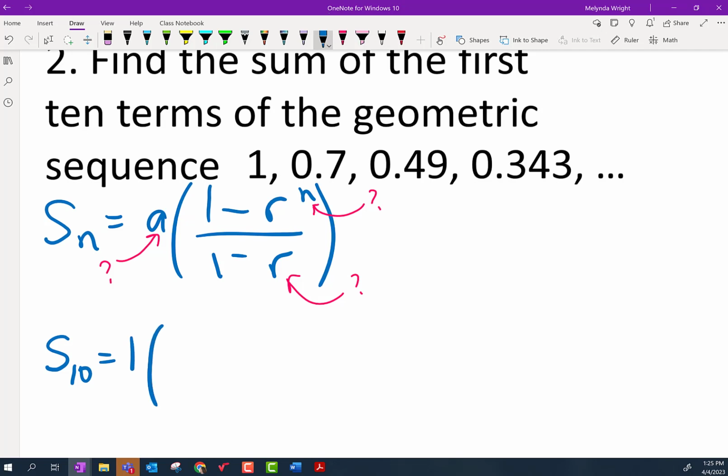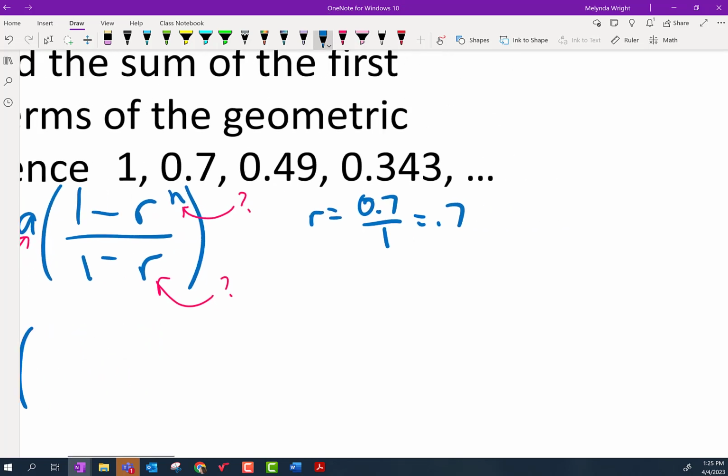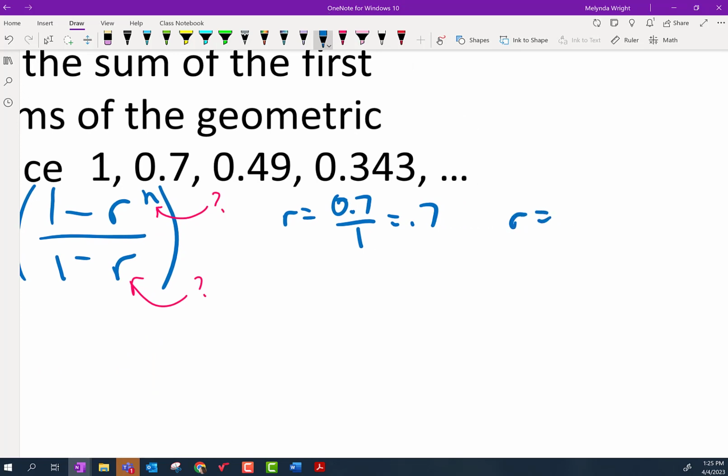Okay, now r, we need to find r. So these terms are right next to each other. To find r, we take the next term divided by the term in front of it. Okay, or maybe we didn't like that. Maybe we should have, I mean, it really doesn't matter. You could have done 0.49 divided by 0.7, and you're still going to get 0.7.